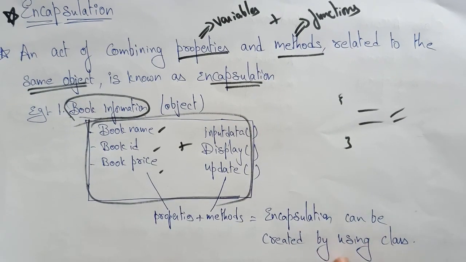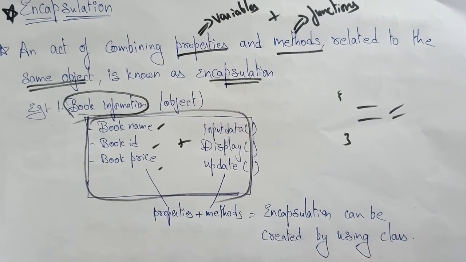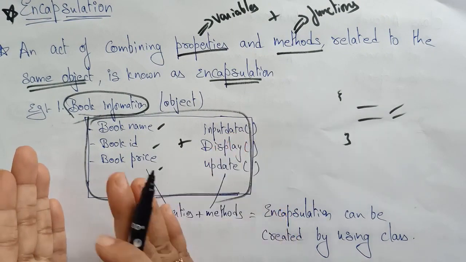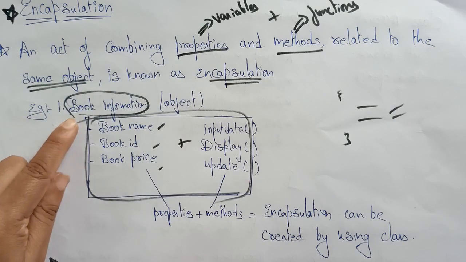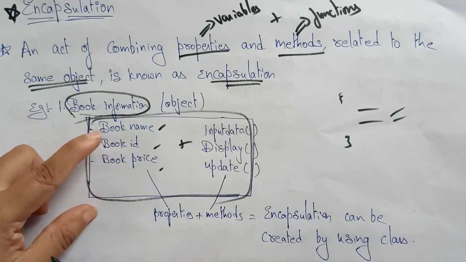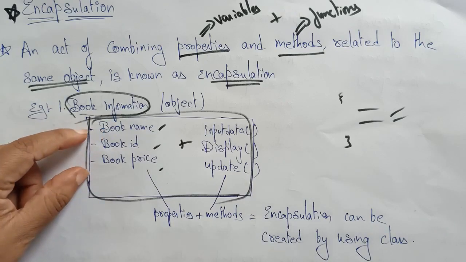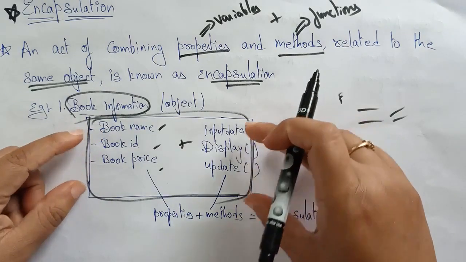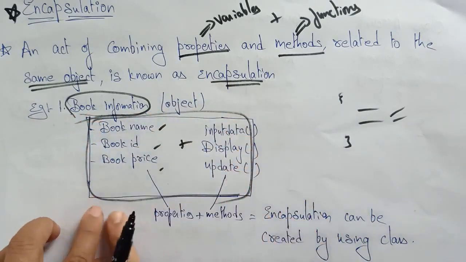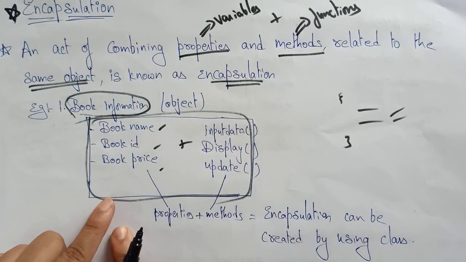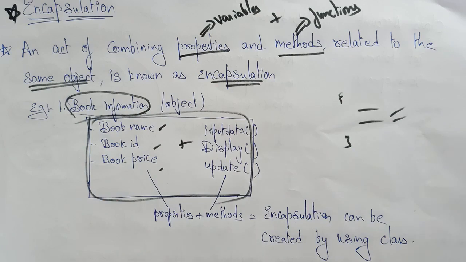Encapsulation can be created by using the class. If you want to use encapsulation, you can use it by using classes. So book information is an object, and in the book information you have the variables and the methods. The variables and methods which are related to that particular object are called encapsulation. One thing you have to remember is that encapsulation is nothing but combining the properties and the methods.